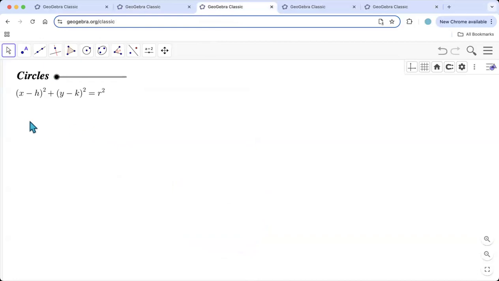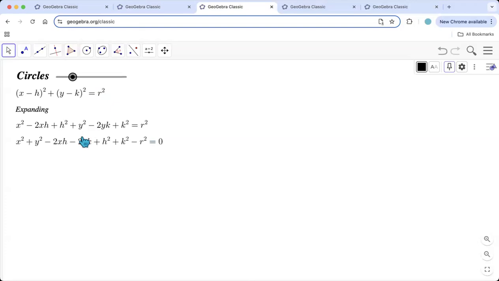Okay, so the next thing we're going to do is convert to general form. So again, we have center radius form here. If we just do some expansion, what we're going to get is this. This is a binomial, so we're going to get x squared minus 2xh plus h squared plus y squared minus 2yk plus k squared. And that still equals r squared.